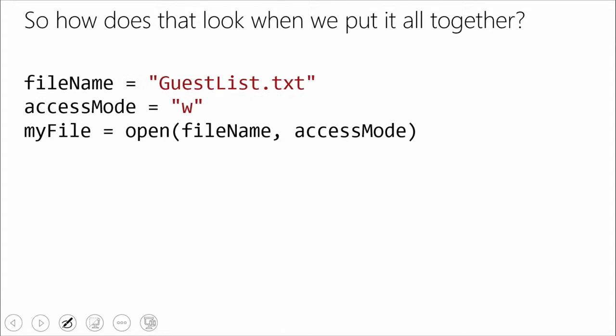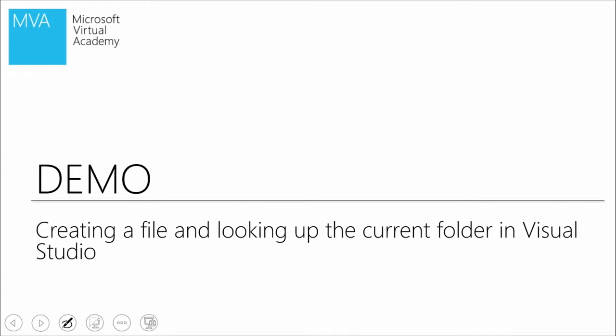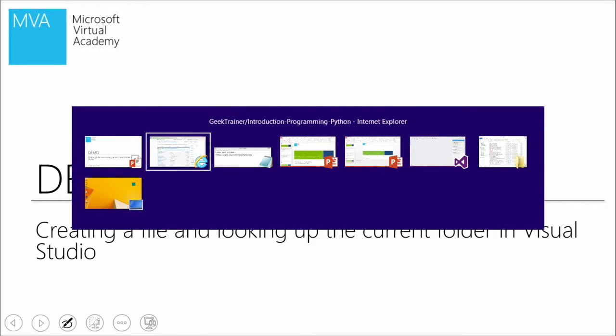And how does it all look when we put it together? It looks a little bit like this. Susan put all of this together, put the slides together. You'll notice file name equals and access mode equals. And then you'll notice that we've got open. Let's open up Visual Studio and actually see it. More interesting. Okay, exactly.